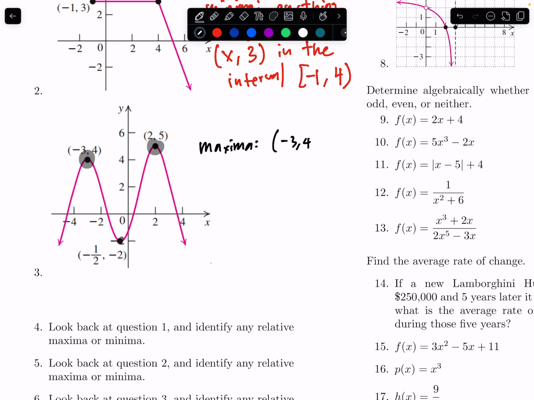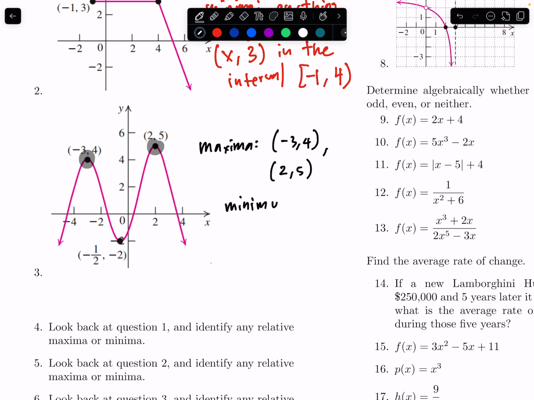Maxima, there's 2 of them. -3, 4. And these are local maximum or relative maximum because even though it's not the tallest thing in the function, looking to the left and right of it, it's the tallest around its area. So -3, 4 and also 2, 5.